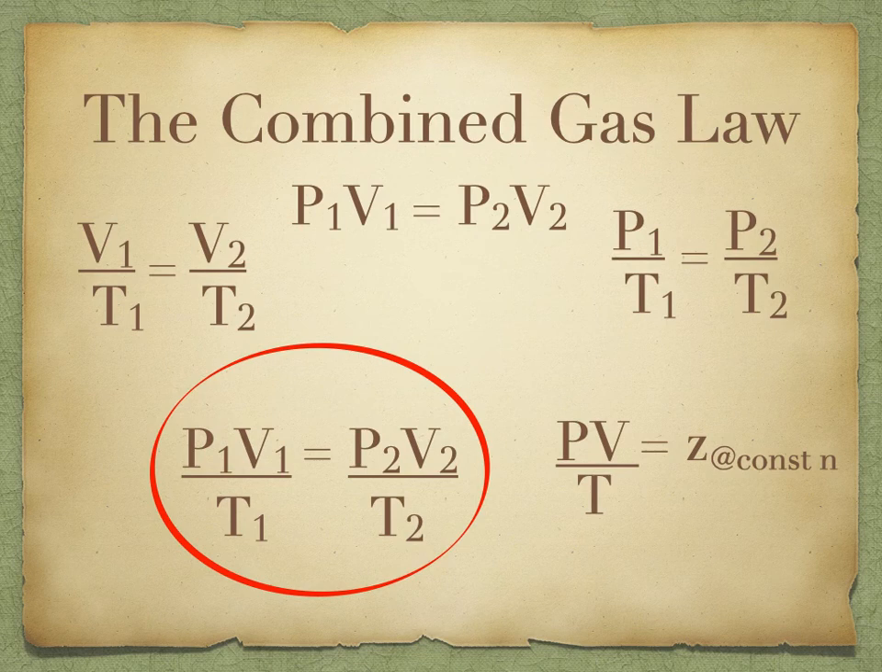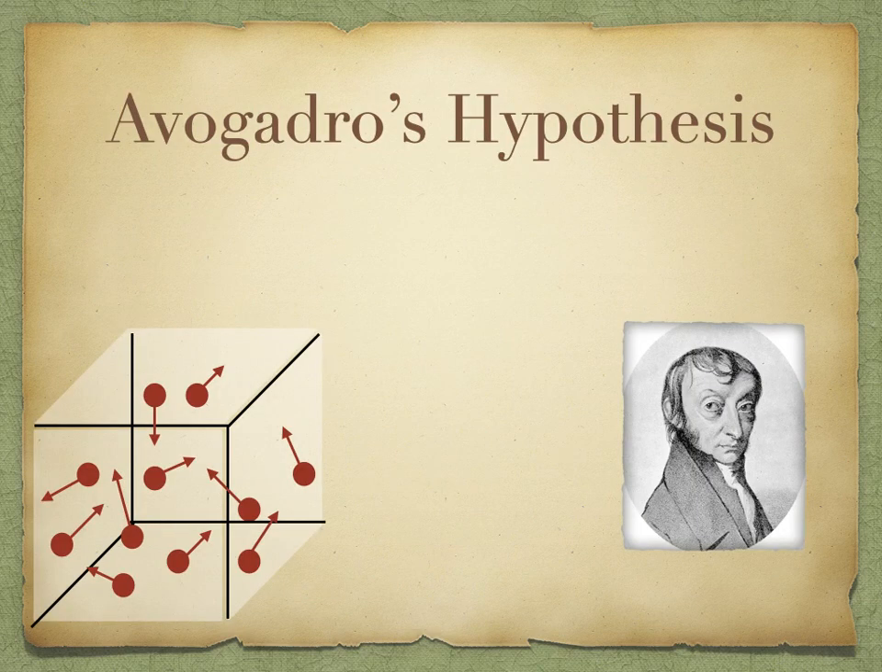And so what if we don't want to keep the amount of gas or the number of particles, which in chemistry we refer to as n, which stands for the number of moles, constant? Well, the guy that helped us sort that out was Avogadro. And of course, we remember Avogadro from Avogadro's number, 6.022 times 10 to the 23rd particles in a mole.